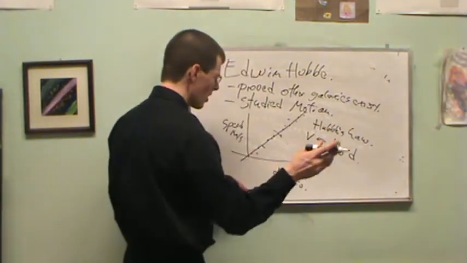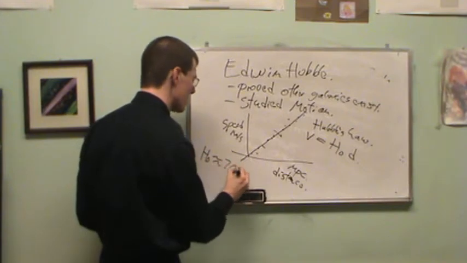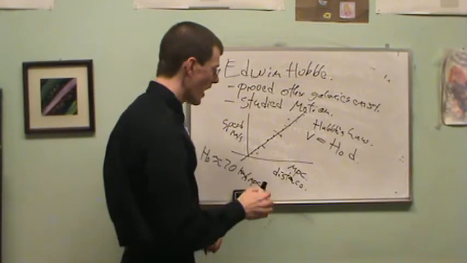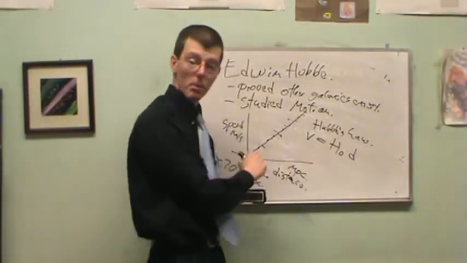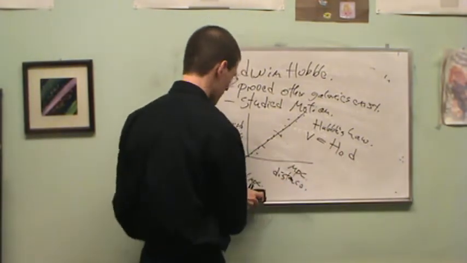Right now, H0 depends on the units. H0 is estimated to be about 70 kilometers per second per megaparsec. So this means that if I have a galaxy which is 1 megaparsec away, it'll probably be moving away from us at a speed of about 70 kilometers per second.